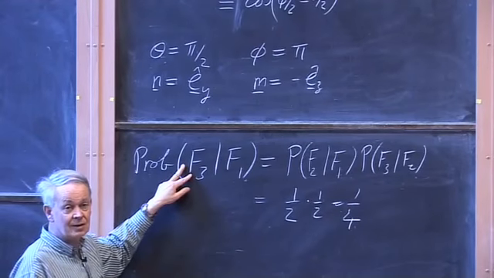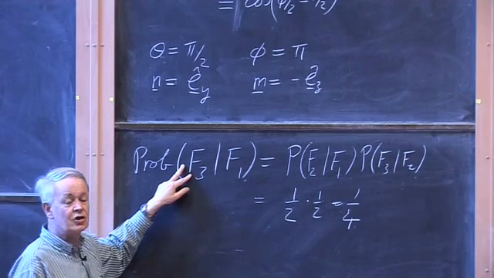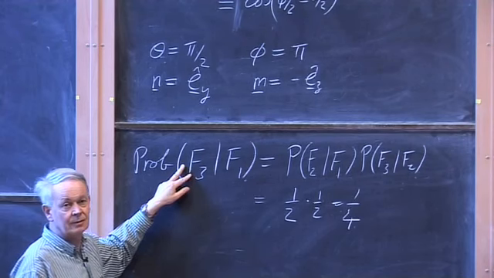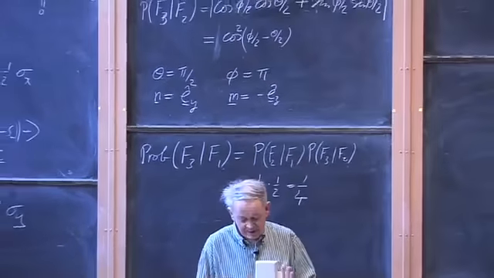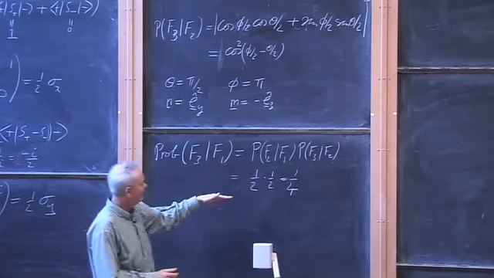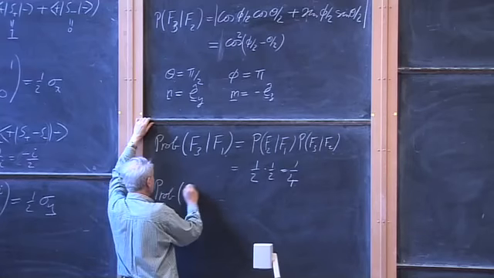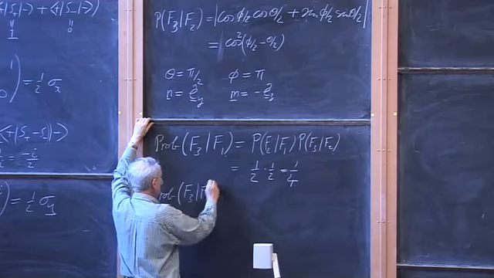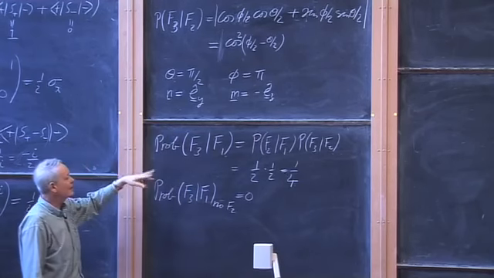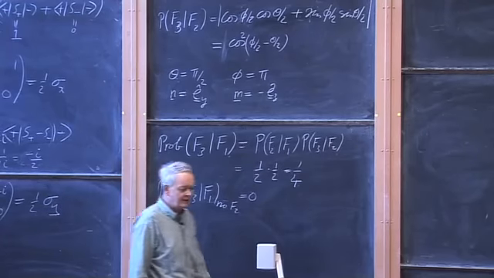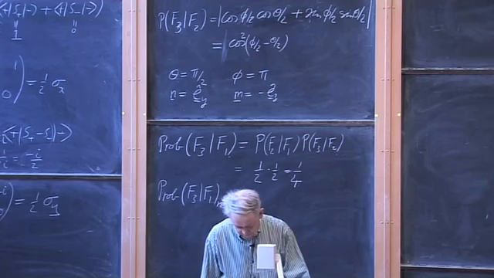And this is concrete evidence that the second filter hasn't just measured the spin of the particle, it's changed the spin of the particle. It's redirected it. This result is a manifestation of that. The probability of doing F3 given F1 with no second filter is 0. So putting in the intermediate filter affects the result, and that's the realignment.